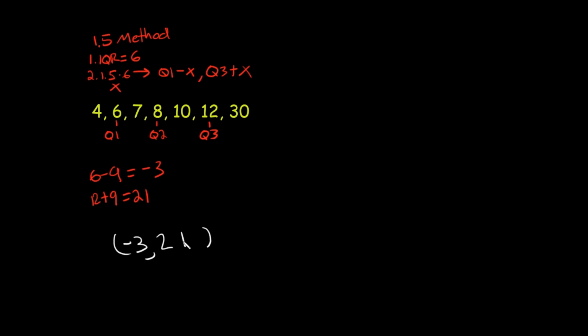So step 3 is to see which data points up here do not lie in this range. And in this case, that is only 30, because we see -4 here is the smallest number and it's greater than -3, and then 12 is less than 21. But 30 here is greater than our maximum value here. So 30 is an outlier.